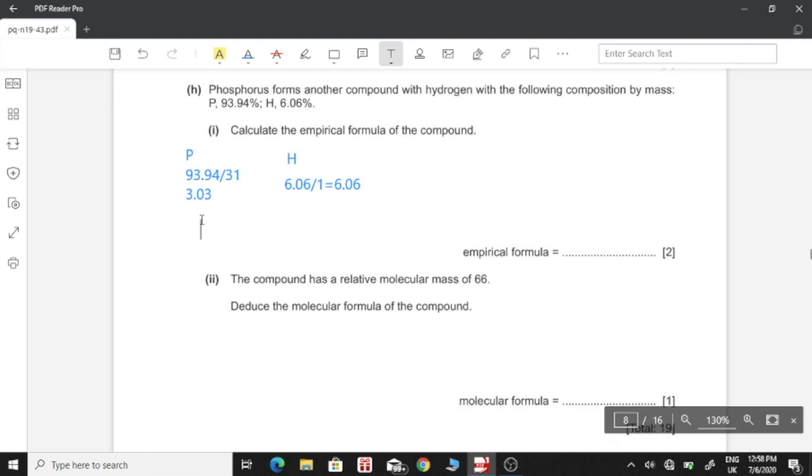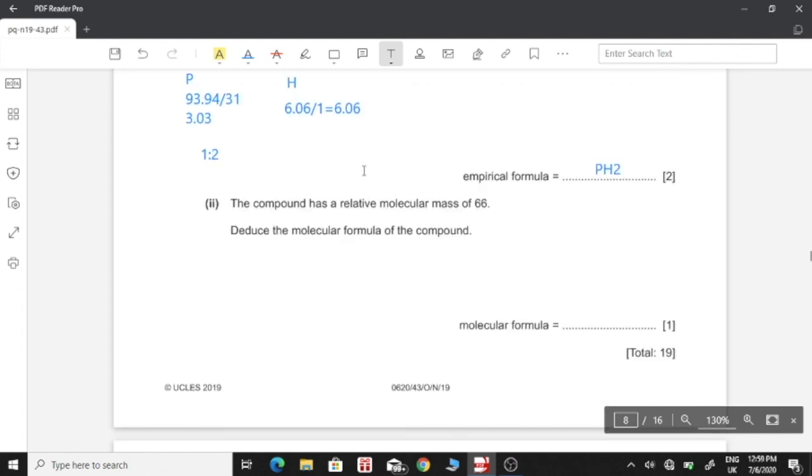The compound has a relative molecular mass of 66. Deduce the molecular formula of the compound. In order for us to calculate the molecular formula, first off we need to have the Mr of the empirical formula, PH2. So the Mr is 31, that is the molar mass of phosphorus, plus 2, which is the mass of the hydrogen. So 2 plus 31 gives us 33.